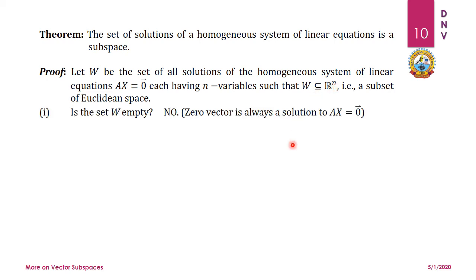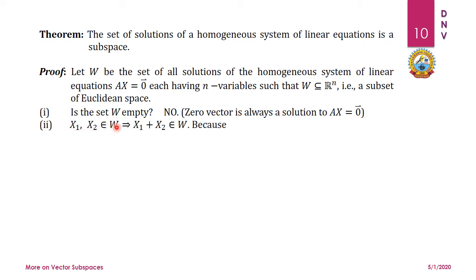Number one, is the set W empty? The answer is no, because 0, 0, 0 will always be the solution of a homogeneous system of linear equations, which is the trivial solution as you have studied in your last classes. So 0 will always be a member of this W, and hence it is always non-empty. So the first condition is met. What happens to the next one?